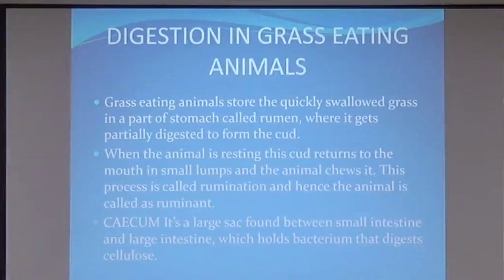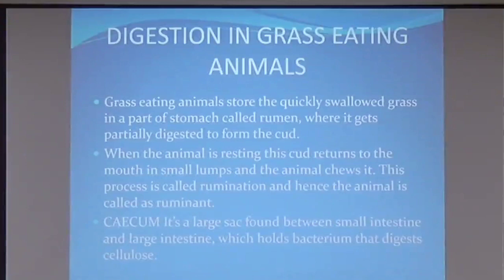Cecum is a part of their digestive system. It is a large sac found between the small intestine and large intestine, which holds bacteria that digest cellulose. Now you must have understood why human beings cannot digest cellulose. The reason: we don't have a cecum and we don't have any bacteria which help in the digestion of the cellulose.